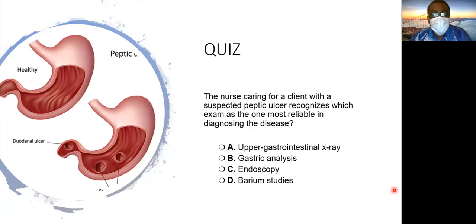Upper abdominal pain or epigastric pain is a common symptom. And treatment usually includes medication to decrease stomach acid production. If it's caused by bacteria, then antibiotics may be required.